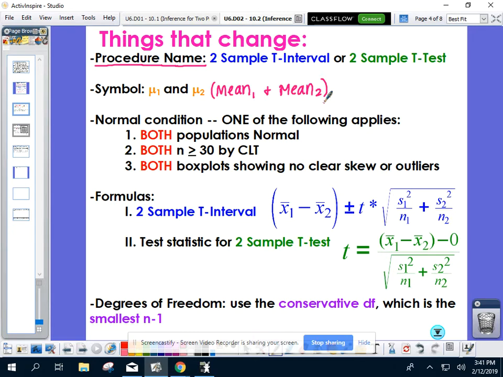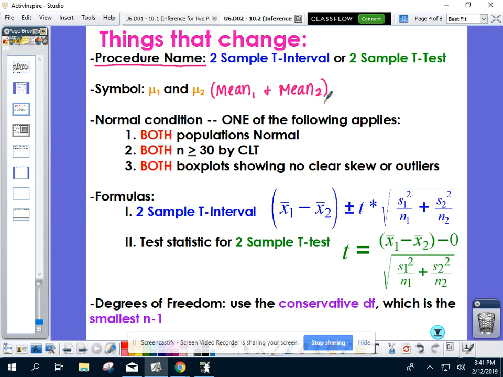And then, of course, you already know this from the last unit, but the normal condition will change for means. And we actually already know these rules, but because we have two samples, we'll check that both populations are normal. If that's not true, both sample sizes should be at least 30, according to the central limit theorem. And if that's not true, then you have to draw two box plots, one for each sample, and show that there's no strong skew or outliers.